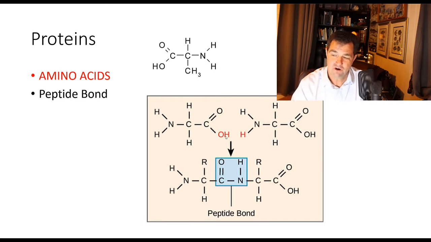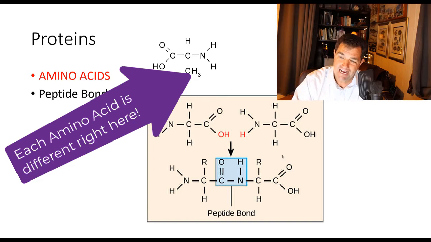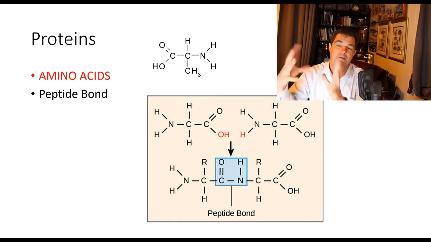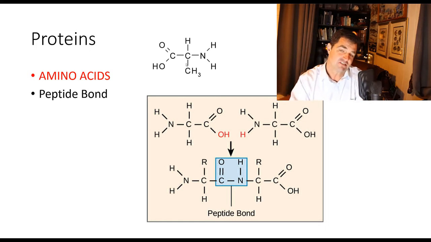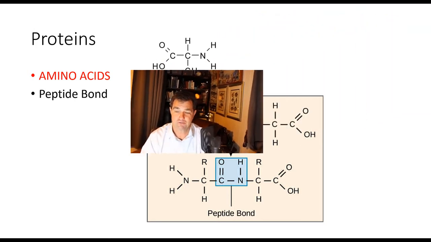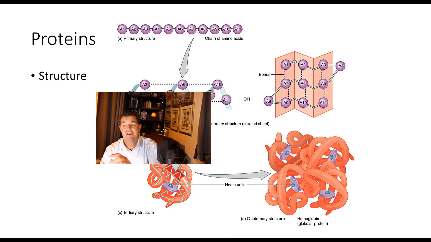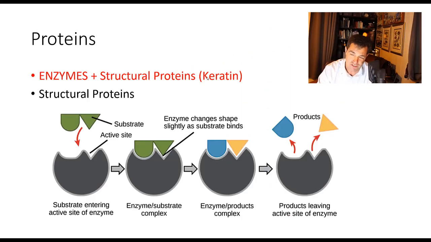And each amino acid is a little bit different in what it has in this region here. So some of them, like this one, have a CH3, but some of them have bigger structures. And in living systems, there are 20 different amino acids, and they are all exactly the same except for that part right there. You can hook them together and form peptide bonds. Now, we're not going to worry about this part too much, but when you hook a bunch of amino acids together, it folds up into a protein.